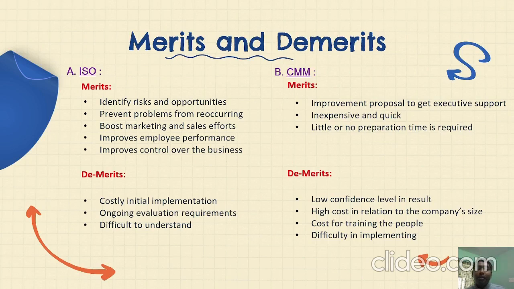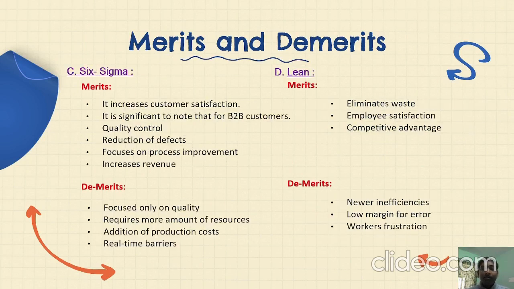The merits for CMM are improvement proposal to get executive support, inexpensive and quick. Little or no preparation time is required. The demerits for the same are low confidence level in result, high cost in relation to the company size, and high cost for training the people, whereas difficulty in implementation is also a little bit tougher.